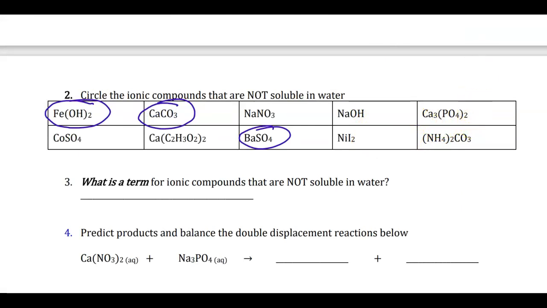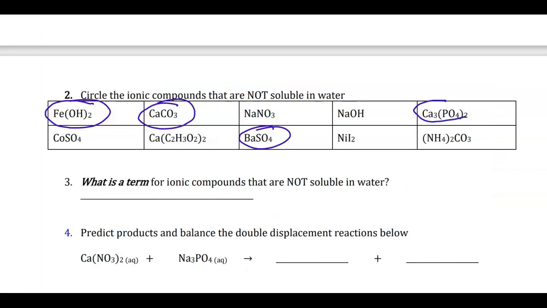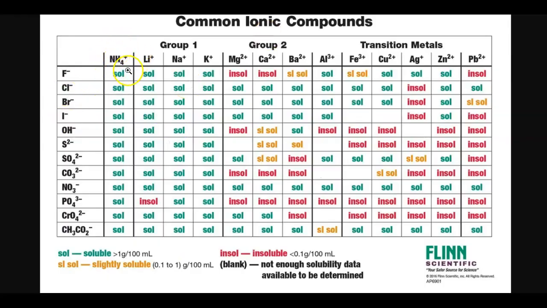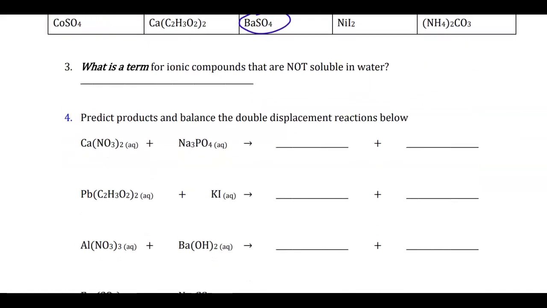Ca3(PO4)2. Calcium phosphate, so calcium's here, phosphate is here, so calcium phosphate is insoluble. Actually, calcium phosphate is a kind of compound which can be found in our bones, right? And ammonium carbonate, we can find its solubility, ammonium here, and you can see every compound is soluble and carbonate too, so do not circle it. Okay, so we finished this.